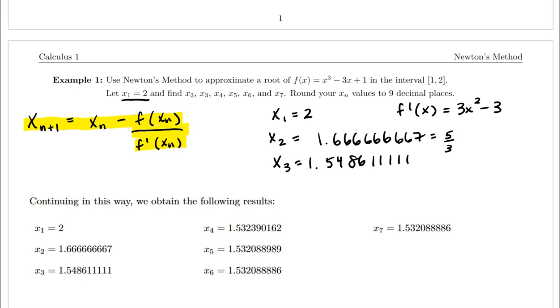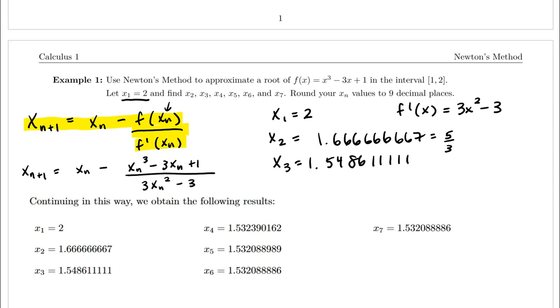Now, before I move on, I want to come up with the generalized formula for this. So, what do I mean by that? Well, I have x sub n plus 1 is equal to x sub n minus, I'm going to go ahead and plug in the generalized x sub n into my f of x formula. So if I do that, then I get x sub n cubed minus 3x sub n plus 1 over, we found our derivative, so this would be 3 times x sub n squared minus 3.